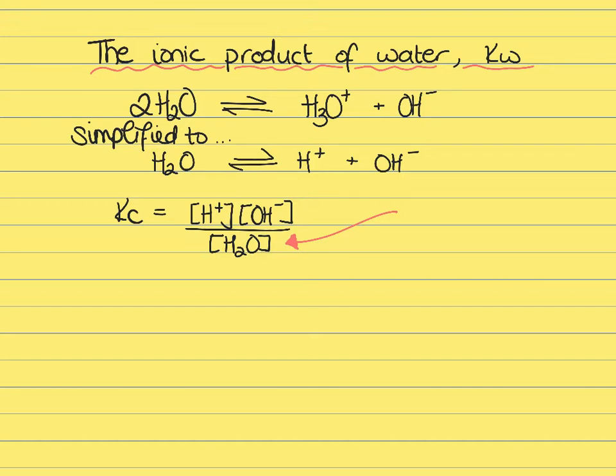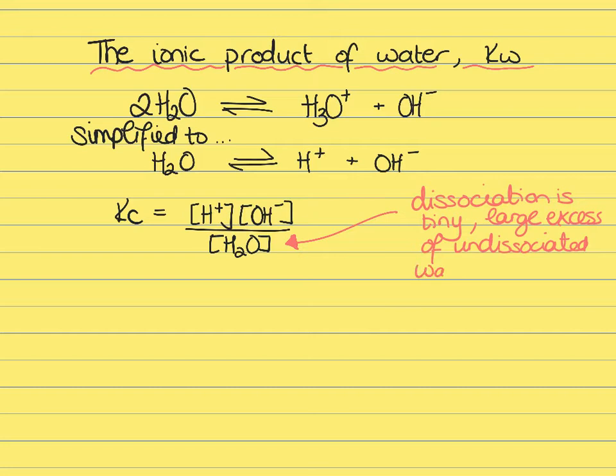So if we were going to write a Kc expression for this, we would end up with the expression I've written there, with the concentration of H+ and the concentration of OH- on the top line, and then underneath the concentration of H2O. Essentially though, because the dissociation is so small, that means we end up with a really large excess of water, the undissociated water. So effectively the concentration of H2O is so large that we would consider it to be constant.